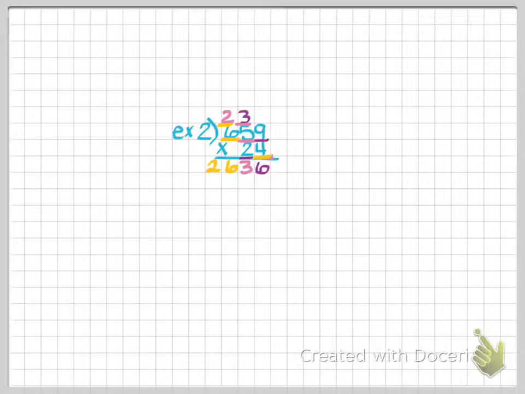So we need to do 2 times 9, but we can't put it in this one's value because this is 20, not 2. So we need to put in the ones value as 0, and what I like to do is just make it a happy face.